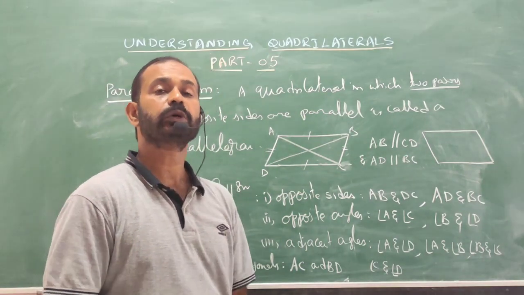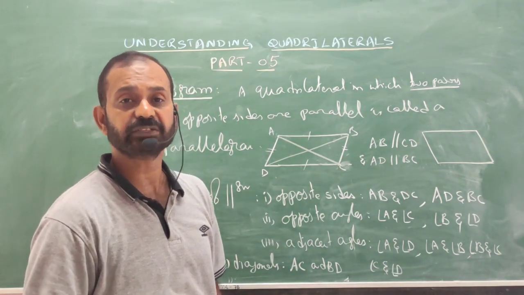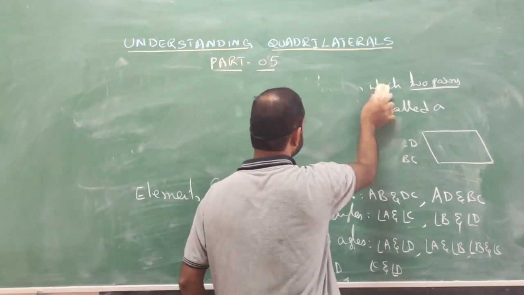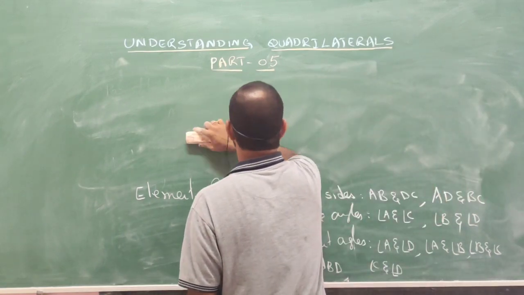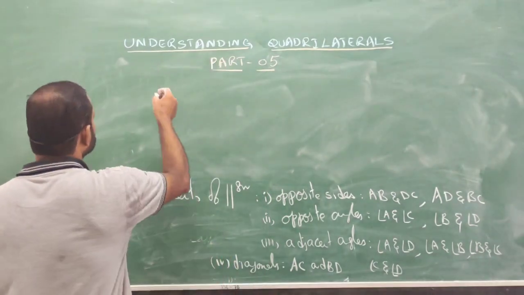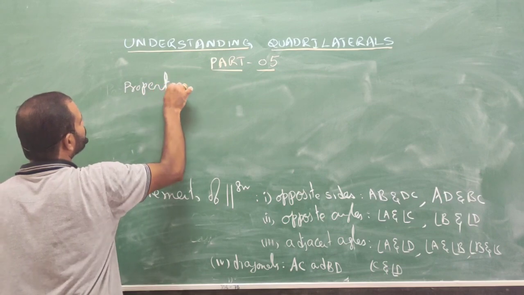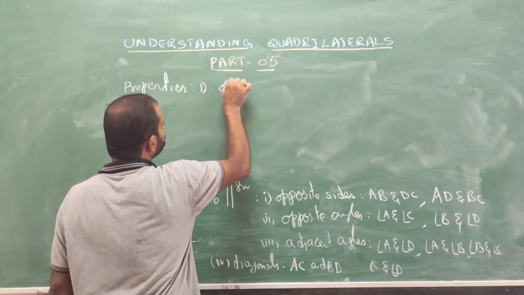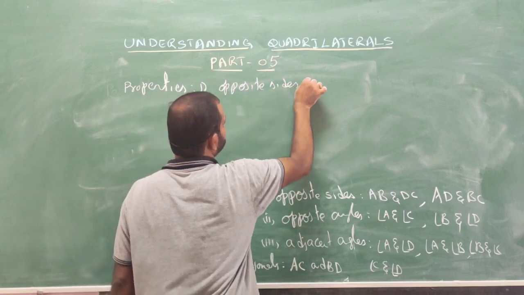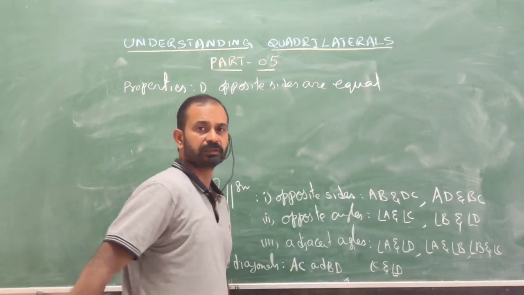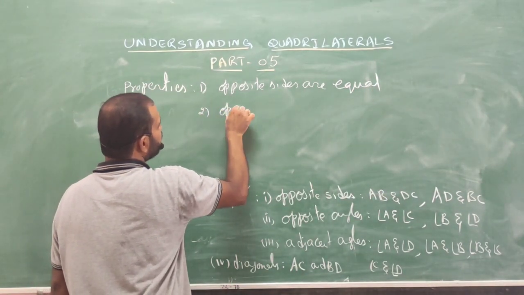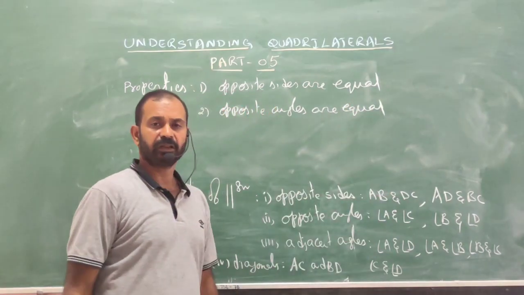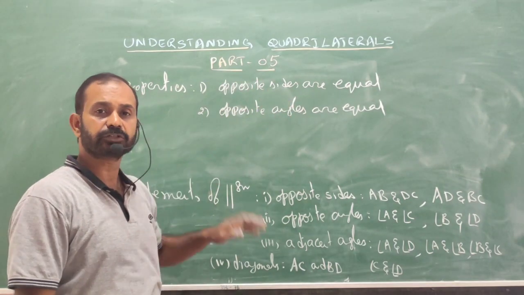Now let me come to the properties of a parallelogram. What are the properties you have? First one: in a parallelogram, we are talking about the parallelogram only, opposite sides are equal. Second one: opposite angles are equal. Opposite sides are equal, and opposite angles are also equal.